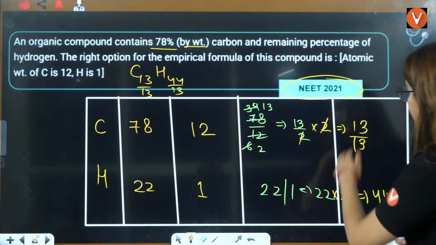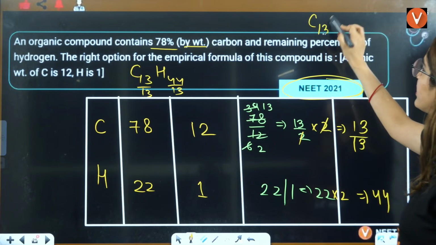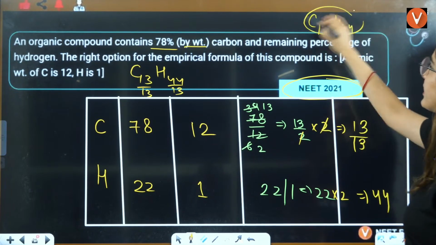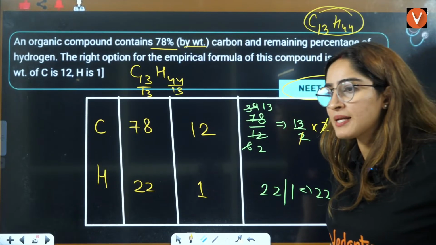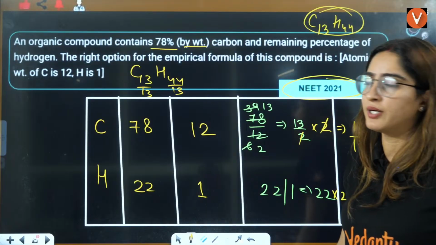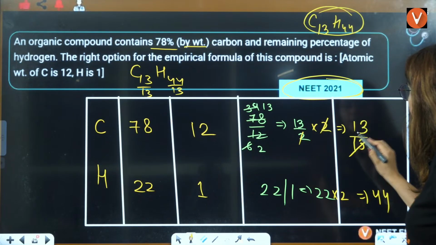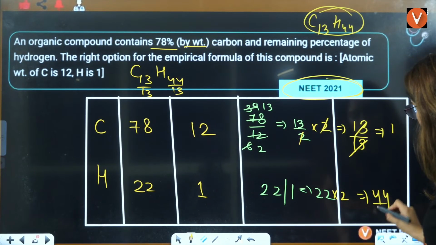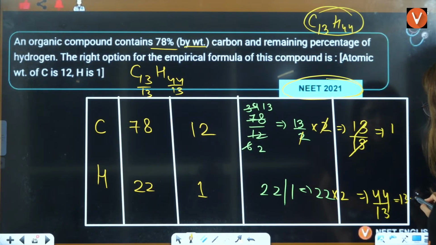Because otherwise here also we are not getting a simple number. It's this number that you are getting, right? So this number is not a simple number. You need to have a simple whole number ratio here, right? So that's why we'll divide it by 13. It will be 1. This is going to be 13. This will be 3.38, which is approximately 3 only.